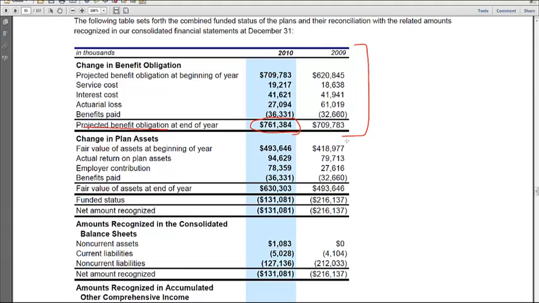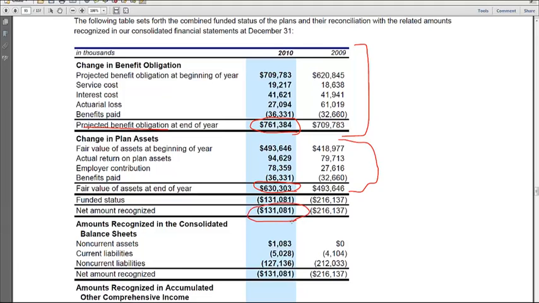Now, to meet this obligation, companies have to put assets into the pension plan. And the idea is that those assets are going to grow to pay off the obligation. So they'll put money into stocks, bonds, mutual funds, and hopefully those assets will grow to meet the pension benefits. So at the end of 2010, Vulcan had $630 million of assets set aside to meet $761 million of expected benefits. That means their pension plan is underfunded by $131 million.